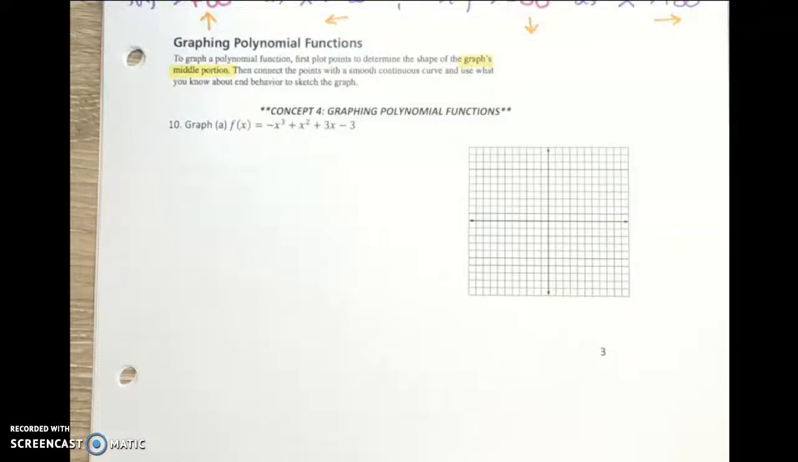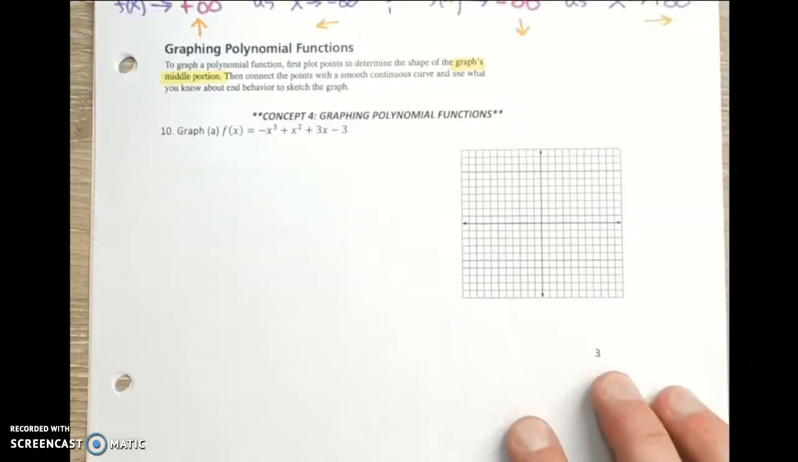Alright, here we go. Graphing polynomial functions. To graph a polynomial function, first plot the points to determine the shape of the graph's middle portion. Middle portion is kind of key here. We are going to use the closest thing to our y-intercept, or our y-axis, right? We're basically going to use -2, -1, 0, 1, and 2 as our points for x. Alright? And then we're going to connect the points with a smooth, continuous curved line that uses what we know about end behavior to sketch the graph.